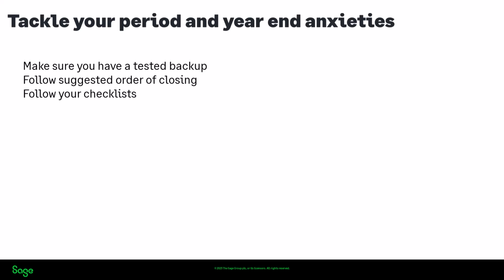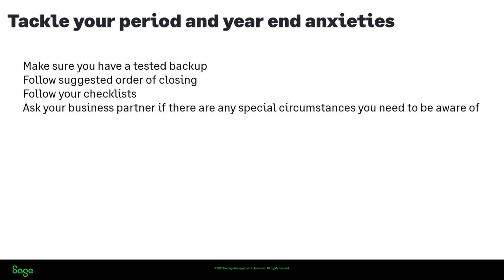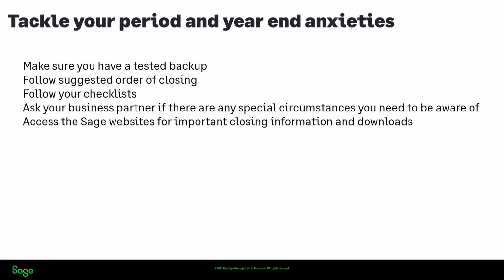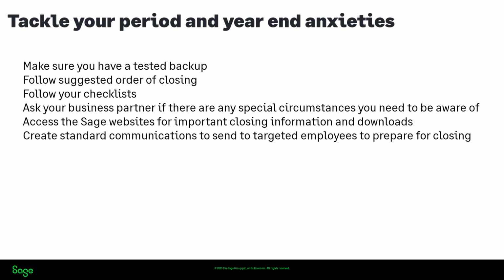You'll want to follow your checklist, and there are some available in Sage 100 to help you with organizing this time. You want to ask your business partner if there are any special circumstances you need to be aware of. That might include some additional enhancements that you have installed. You'll want to access Sage websites for important closing information and downloads. And you want to be communicating with the employees that are involved with the period or year-end processing so they know exactly what's expected of them.